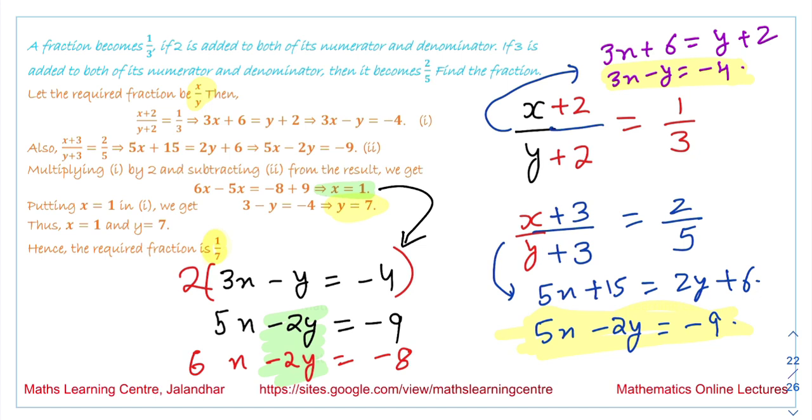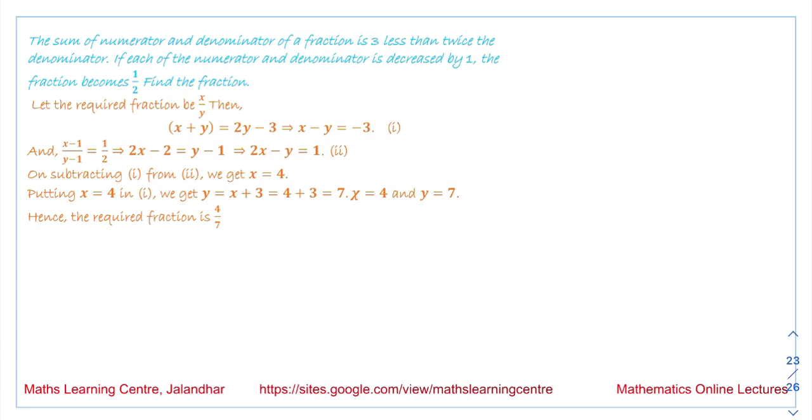So what we get is that the required fraction is x by y. So the required fraction is 1 by 7. So this is our answer, that the required fraction is 1 by 7. Next is the sum of the numerator and denominator of a fraction is 3 less than twice the denominator. So we are saying that the required fraction is x over y.